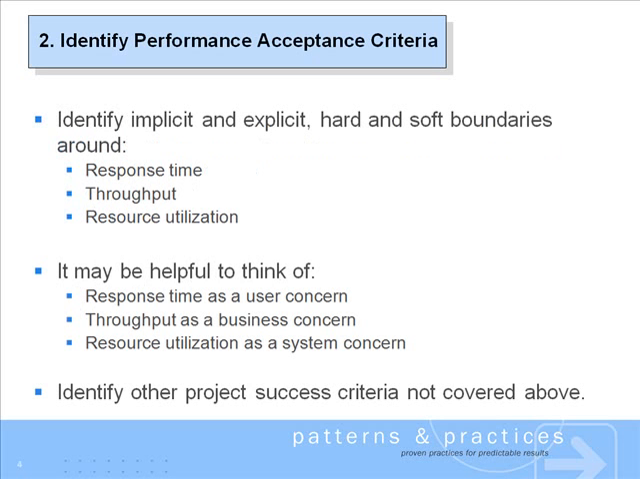Identifying performance acceptance criteria includes criteria related to the project, the user, the business, and the system. These criteria may be implicit or explicit, hard or soft boundaries generally found around response times, throughputs, or resource utilizations. Some people find it helpful to think of response time as a user concern, throughput as a business concern, and resource utilization as a systems concern. Identifying these success criteria early can aid in test planning and test design.